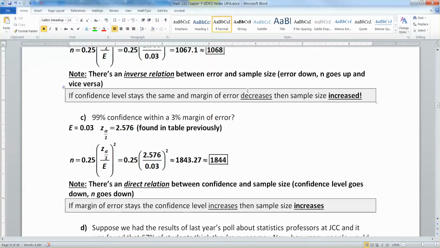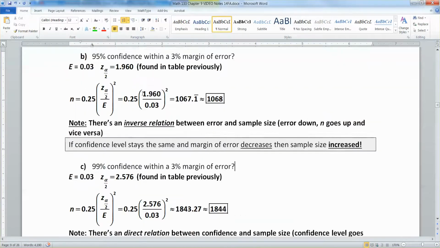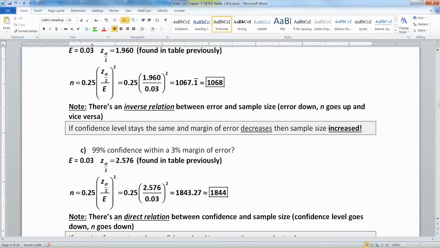And this right here is little n. So this one, error, has an inverse relation because error is in the denominator. That makes it an inverse relation. When error goes up, sample size goes down and vice versa. Okay. As a matter of fact, let me change this: error goes down, decreases, then sample size goes up.